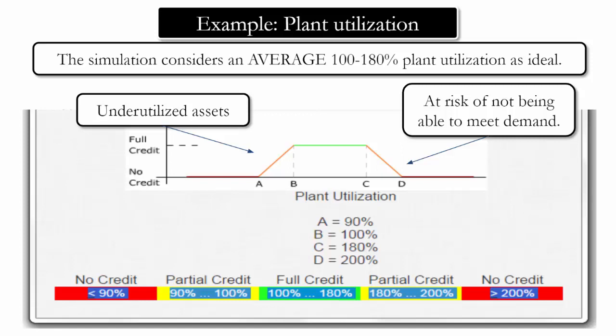The first one is plant utilization. As we saw earlier, the simulation considers an average plant utilization between 100% and 180% as ideal. A plant utilization below 100% is seen as you underutilizing your assets, and a plant utilization above 180% puts you at risk of not being able to meet demand.